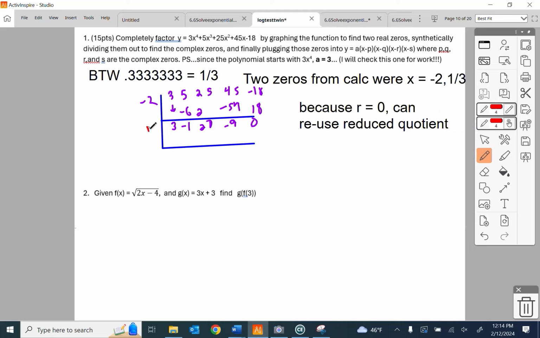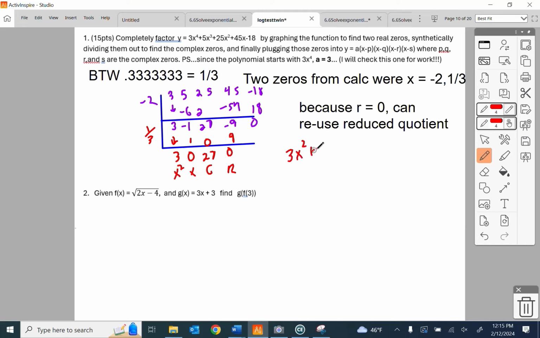All right, this time I'm going to do the third. You'll notice I saved the fraction for last. 1/3 of 3 is 1. -1 and 1 make 0. 1/3 of 0 is 0. 27 plus 0 is 27. 1/3 of 27 is, sorry, not 0, it's 9. And there's my remainder.